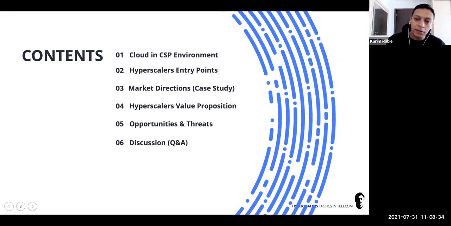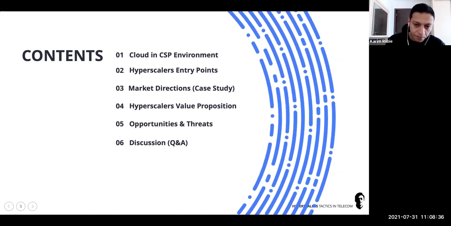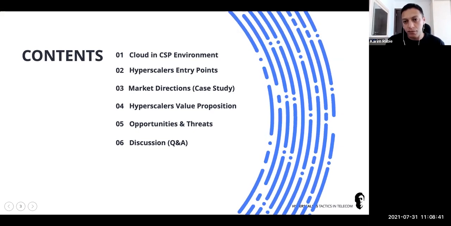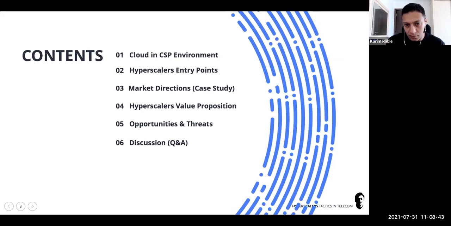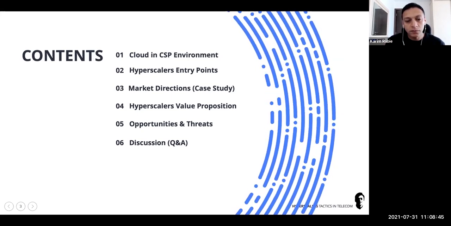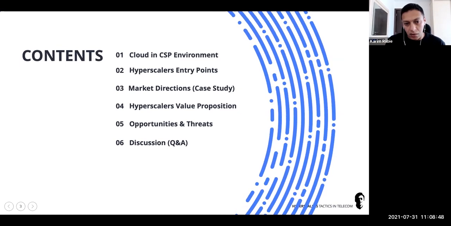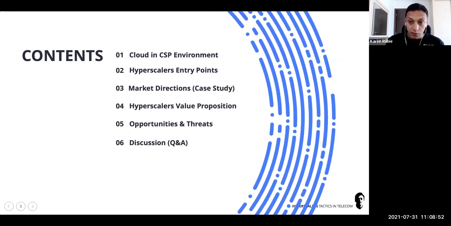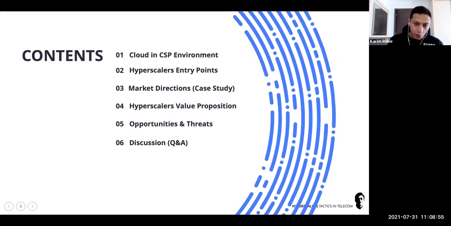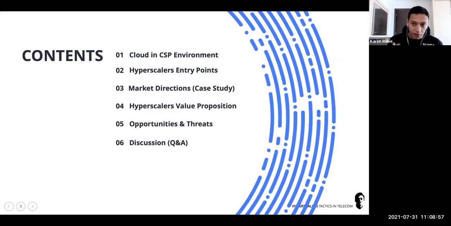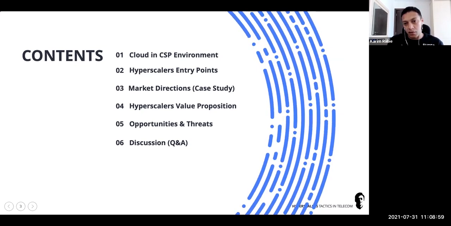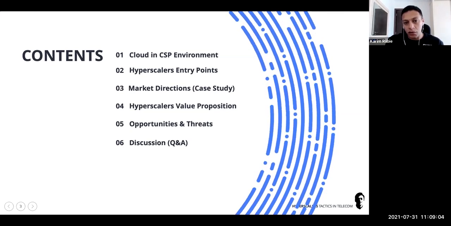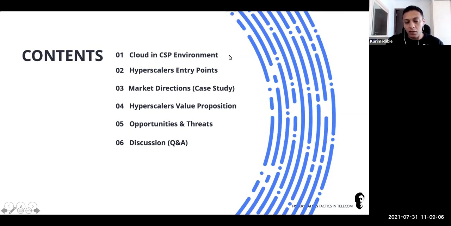And I will zoom in on a case study, AT&T. Then we talk about the value proposition of hyperscalers like Microsoft, Google, Alibaba, and AWS. We end up with an assessment from the telco perspective: what are the opportunities for service providers and what are the threats posed by this kind of partnership. And if we have time, we leave the floor for Q&A and discussion.